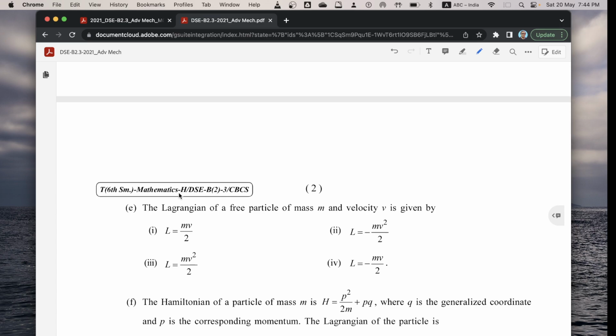Question E. The Lagrangian of a free particle of mass m and velocity v is given by L equal to mv squared by 2. Correct option is this.